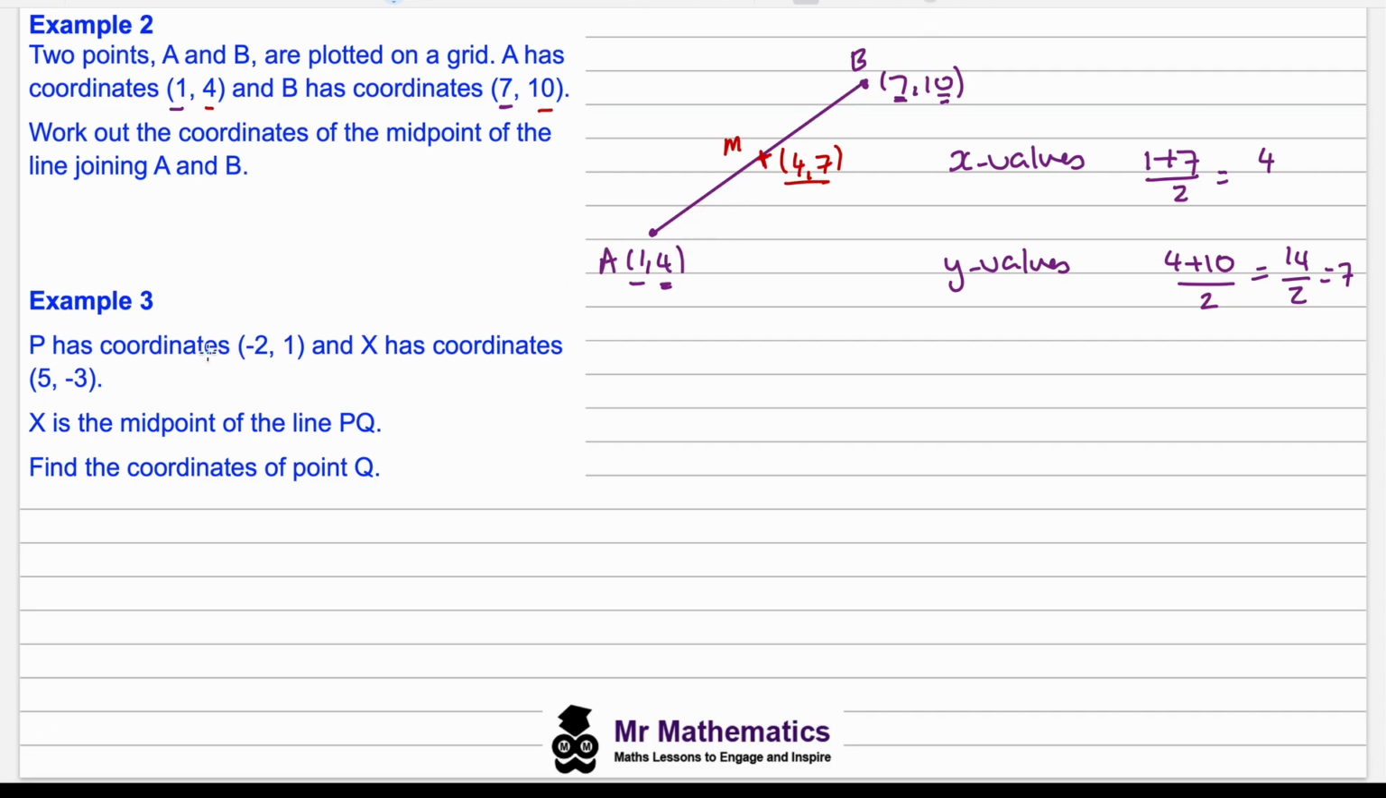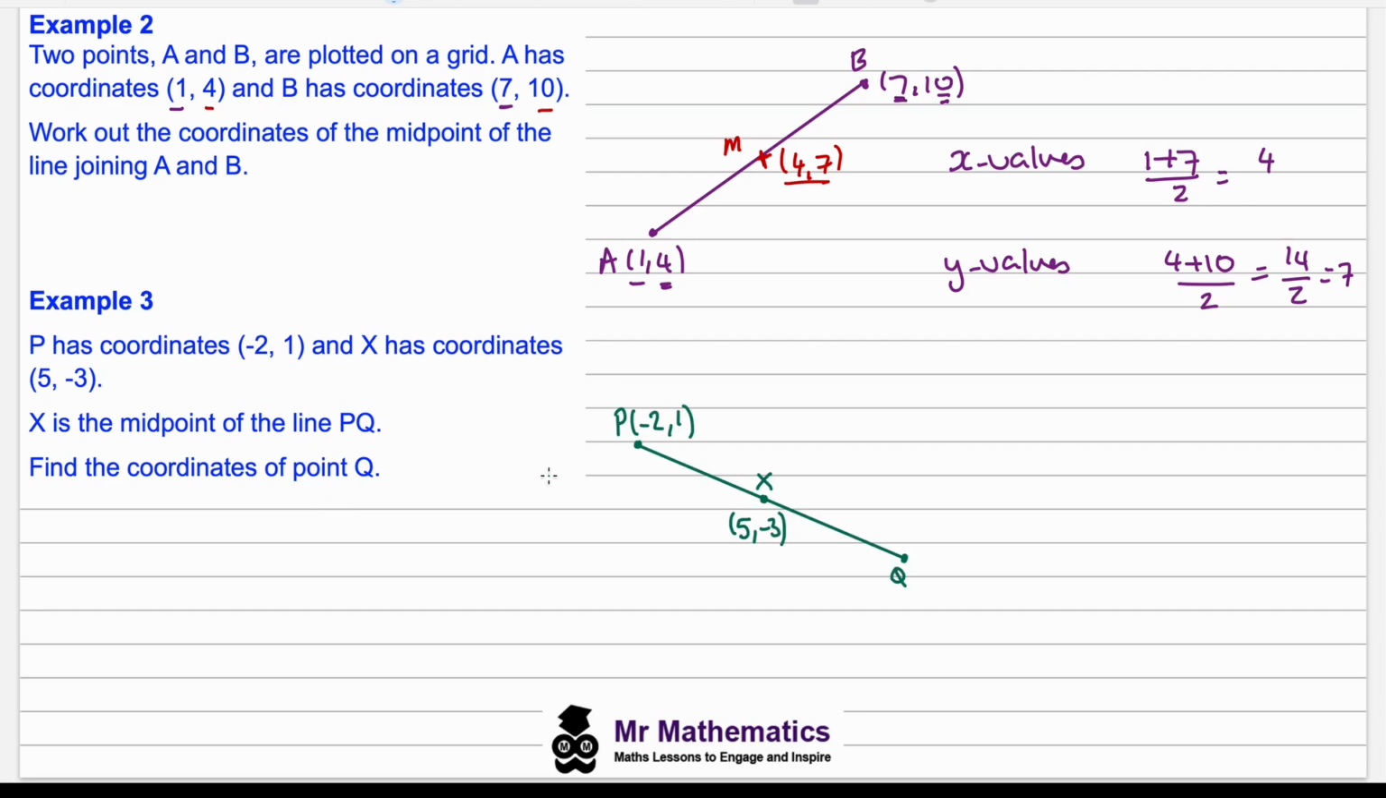Okay, so for part 3, P has coordinates -2 and 1, and X has coordinates 5 and -3. X is the midpoint of a line PQ. Find the coordinates of point Q. Okay, so do you want to try this question yourself? You can pause the video, and when you come back, we'll go through the worked solution.